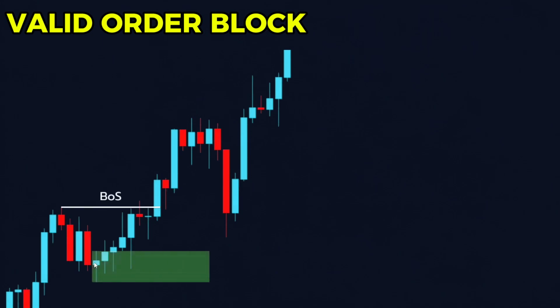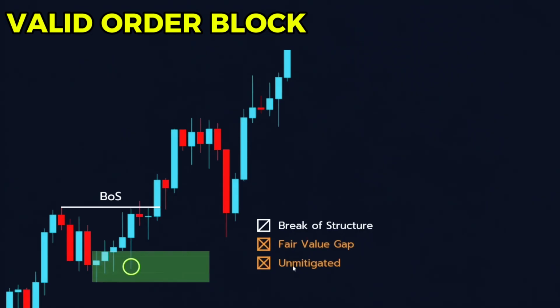The next example is still a market that has risen. The price rose before there was a rise and then rose again. The point where it rose again was the break-off structure. If you look back, you will find that there is an order block. But this order block looks bad. Looking around, there is no fair value gap, and the price has returned to the order block. Therefore, what we have is just a break-off structure. There is no fair value gap. It has been used for a long time. Therefore, it is not very effective.